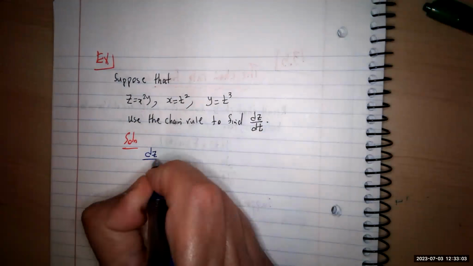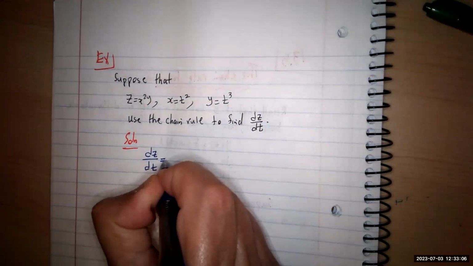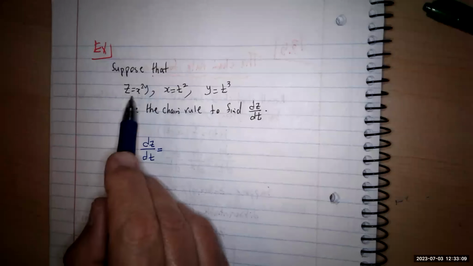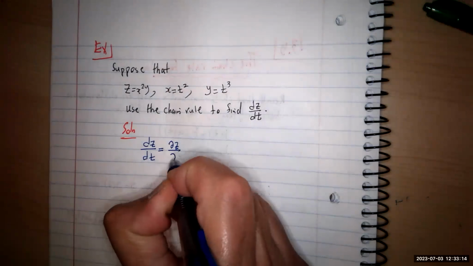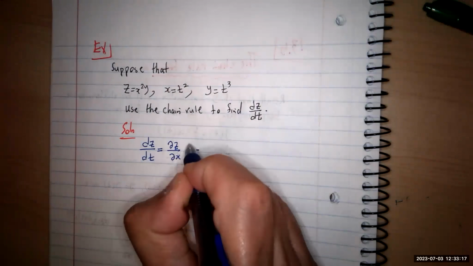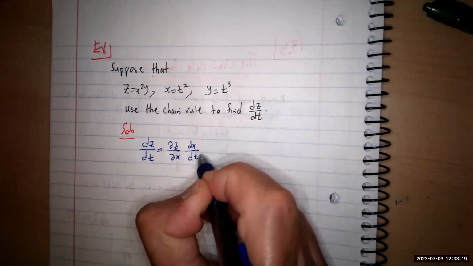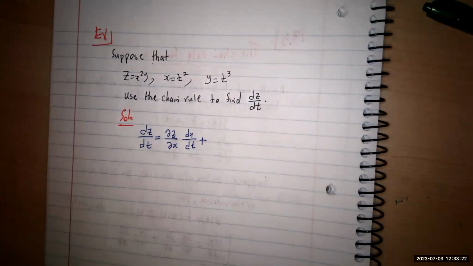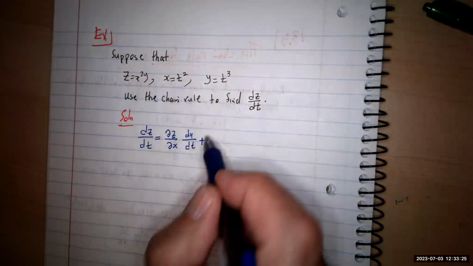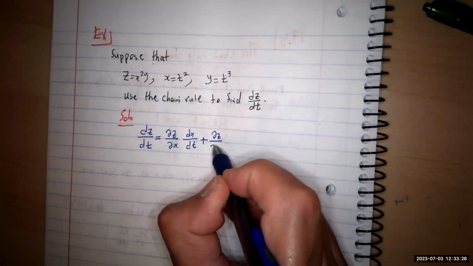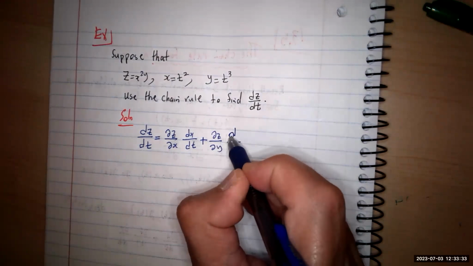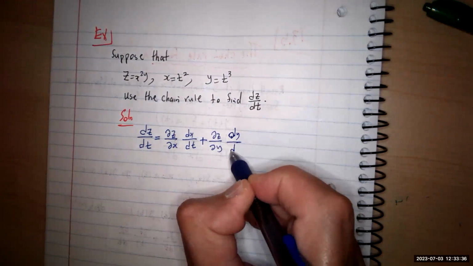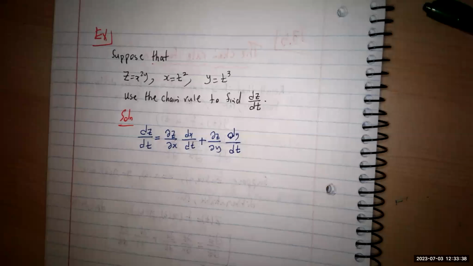dz dt, the differential. Z is a function of x and y, so partial with respect to x first: ∂z/∂x times the differential of x, which is dx dt. That's the first one, plus the partial with respect to y, ∂z/∂y, times the differential of y, which is dy dt. Even if you write ∂y, it's the same. That's your formula. Any question?